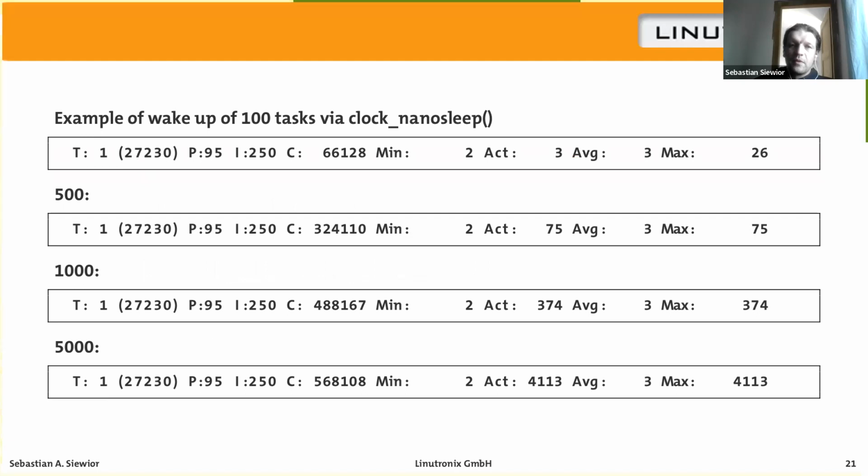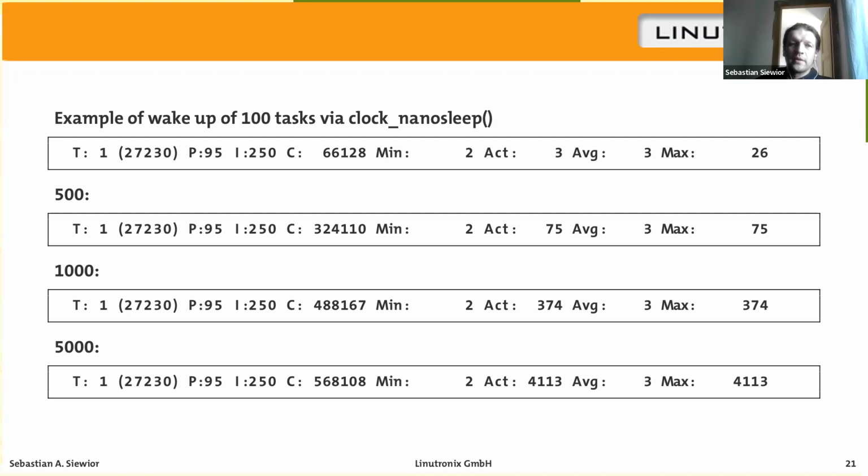This is an example for clock Nanosleep where I try to show what it means to have one item or 2 or 100 items. So this is an output from cyclic test. Cyclic test runs with an elevated priority as an RT task, and clock Nanosleep has to wake RT tasks. In the first step, it tries to wake 100 tasks, and max is the maximum observed latency by cyclic test, and it reports 26, which is more or less the average latency that can be observed in idle on that particular machine.